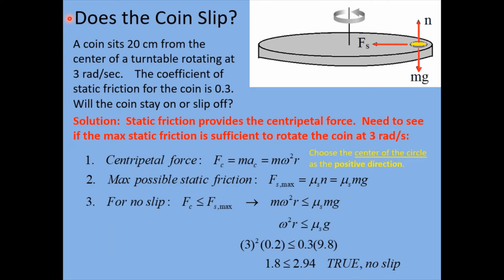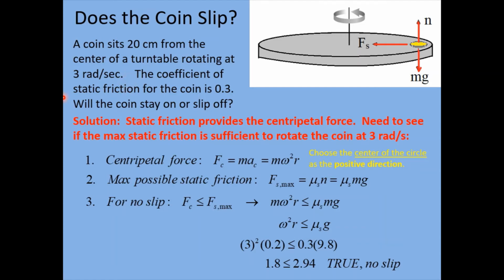Here's another problem involving dynamics of uniform circular motion. Does the coin slip? A coin sits 20 centimeters from the center of a turntable rotating at 3 radians per second. So here's the picture. A turntable, you can think of it like the old-fashioned record player, right? This disc here is spinning around, and we've got a coin sitting out here, and the distance from the coin to the center is given as 20 centimeters.